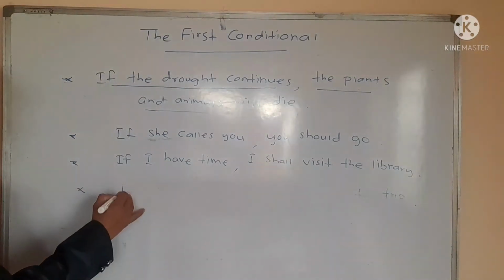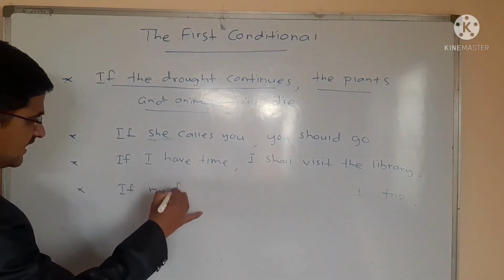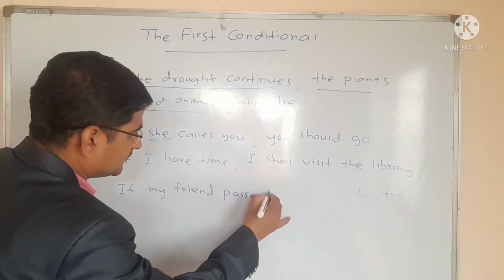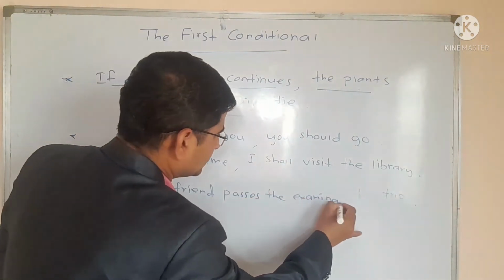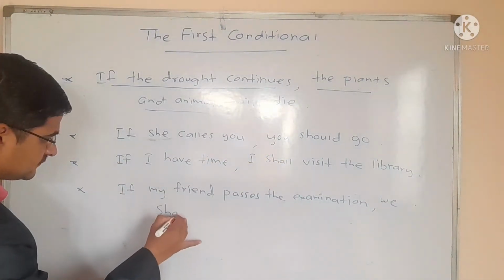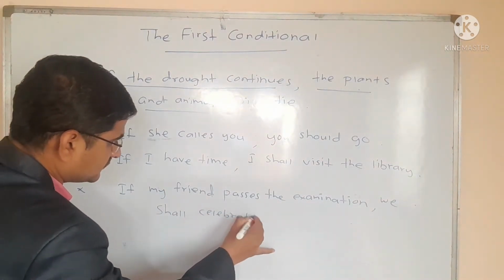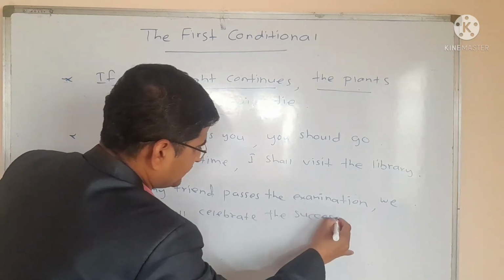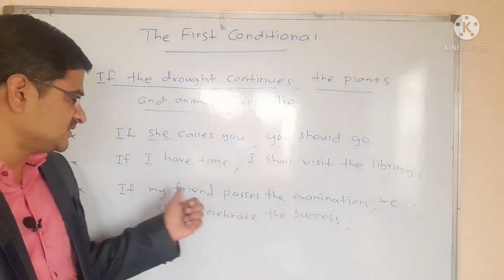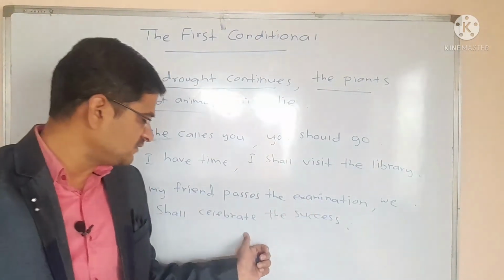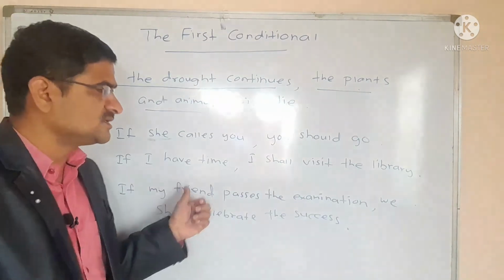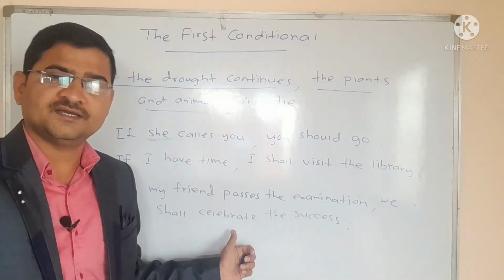Another example: if my friend passes the examination, we shall celebrate the success. Here also try to understand, we have made use of simple present tense in the subordinate clause, and we have made use of simple future tense in the main clause.